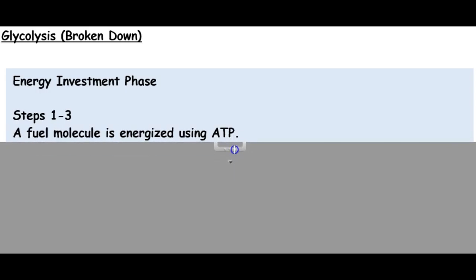So again, we're at the energy investment phase of glycolysis. And in those first 3 steps, I hope that you're also looking at the diagrams as we're writing this and referring to them as we speak about it, just for frame of reference. So the whole point of steps 1 through 3 is that we're going to take that fuel molecule, glucose, and energize it, make it unstable so that it'll break apart. And we're going to do that using ATP.